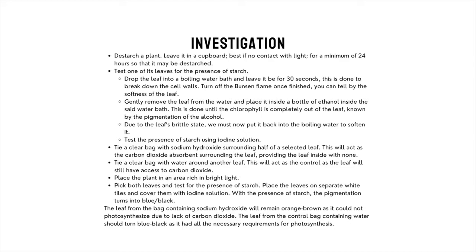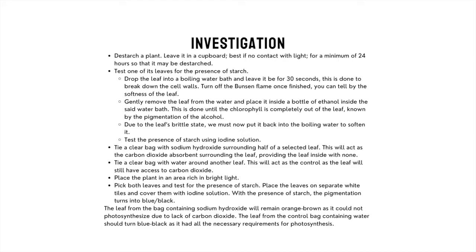Leave it in a cupboard, best of no contact with light, for a minimum of 24 hours so that it may be destarched. Test one of its leaves for the presence of starch. Drop the leaf into a boiling water bath and leave it for 30 seconds. This is done to break down the cell walls. Turn off the Bunsen flame once finished. You can tell by the softness of the leaf.